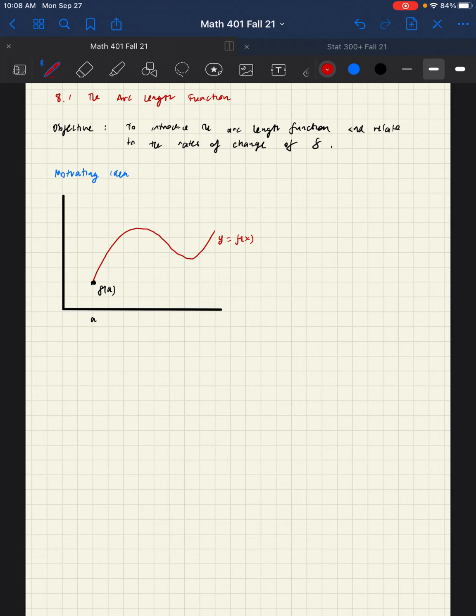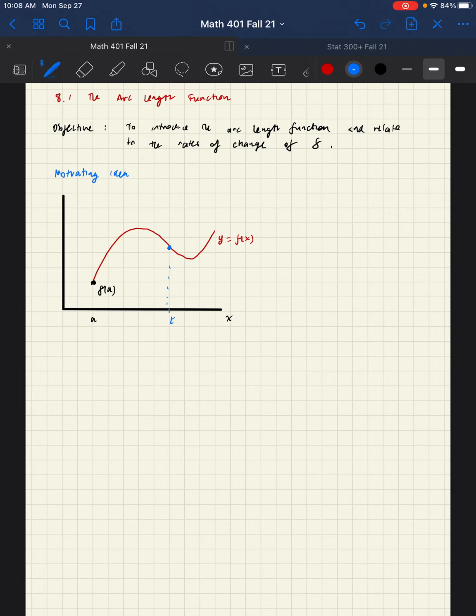Our motivating idea here is that we're given some function that represents a curve, and let's say we're going to start from a point a comma f of a. So that's going to be our starting point. Now, when we talk about a function as a function of x, we're talking about its location along the x-axis. But even if we're not talking about the x-axis, maybe we can talk about its location along the curve.